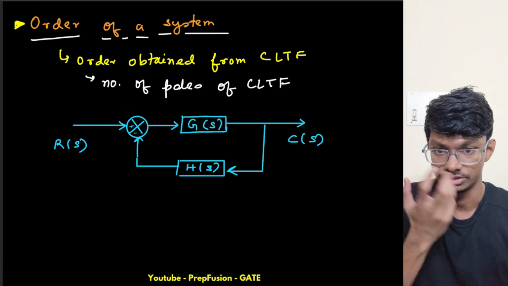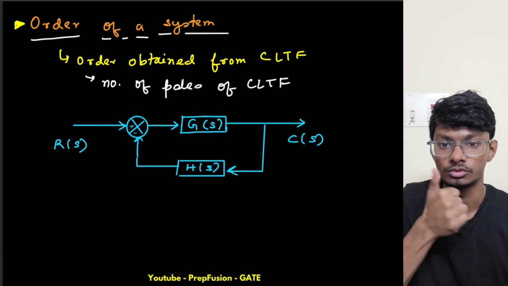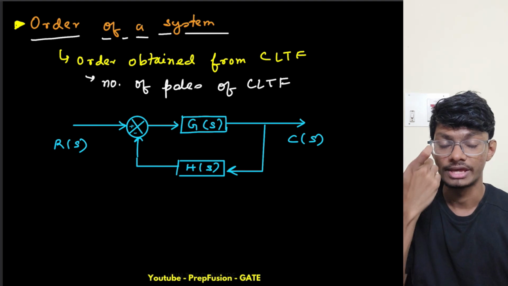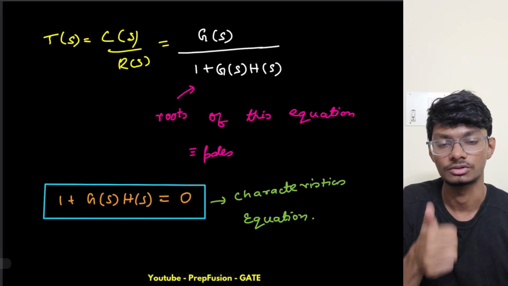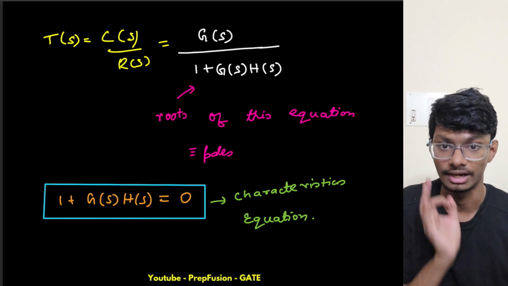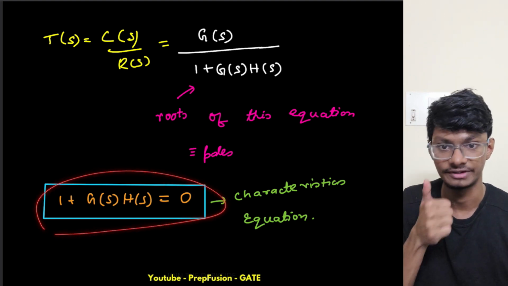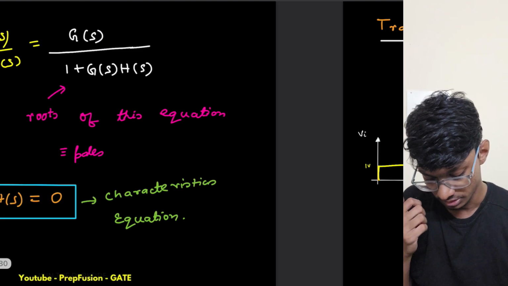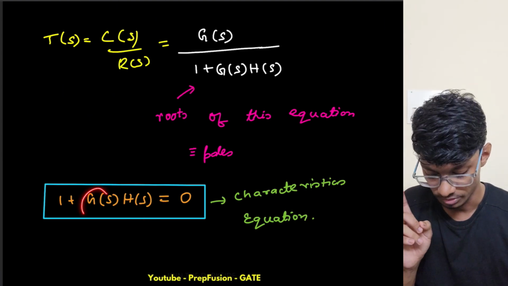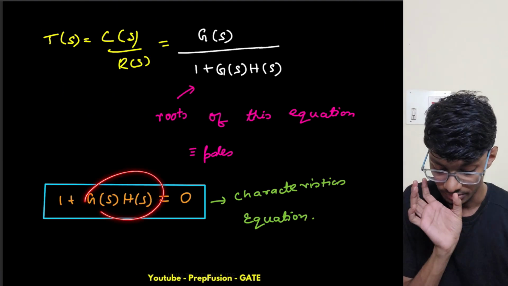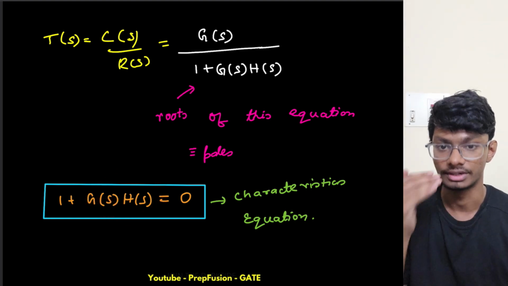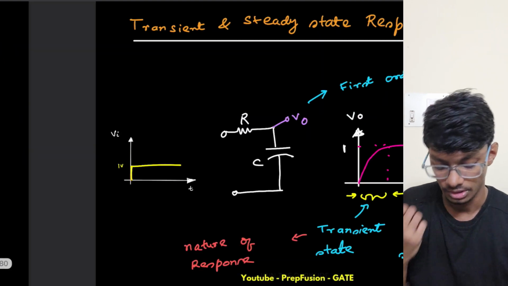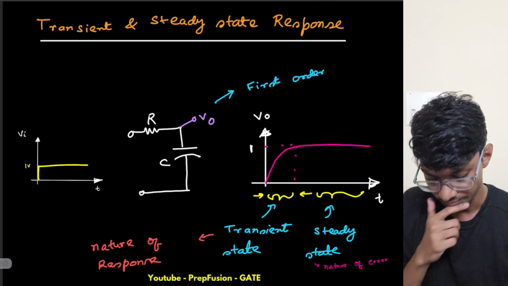The order, I know, is obtained from the CLTF, and it is the number of poles of the denominator. If I make the denominator equal to 0, that equation is known as the characteristic equation. We'll use this very highly, so keep this in mind, this is a very important equation. This is also 1 plus OLTF, because this is the OLTF itself. From the OLTF, I can find a lot of information. We'll understand that in the next few chapters also.